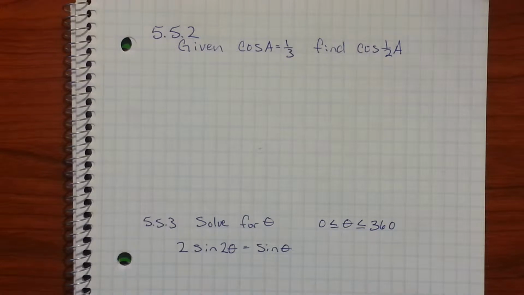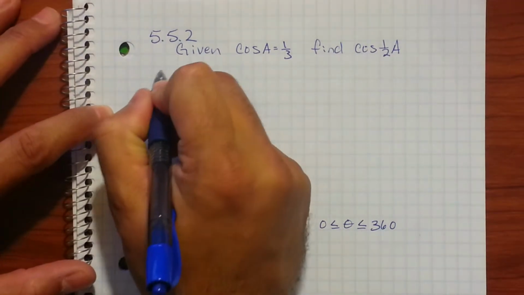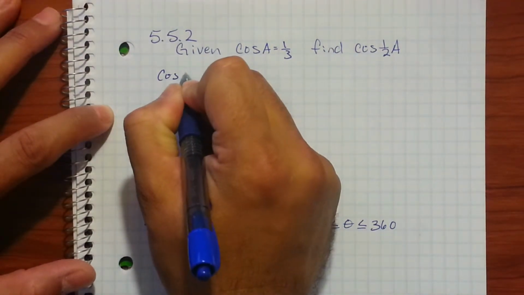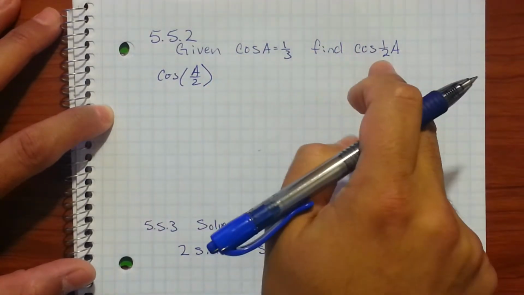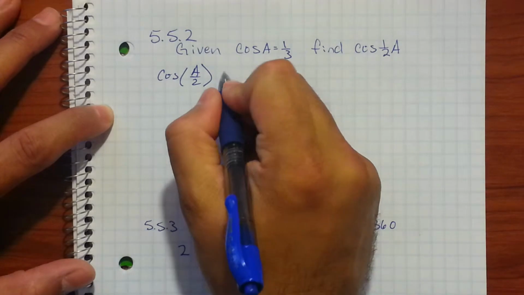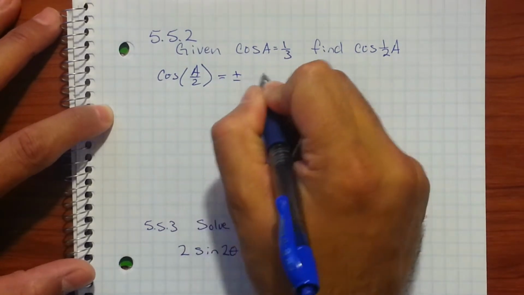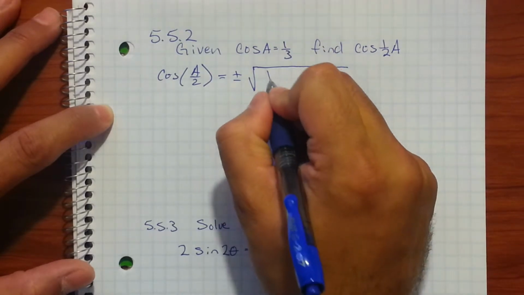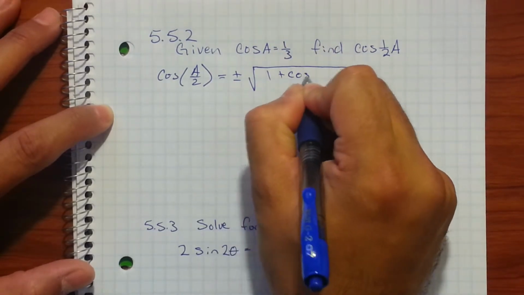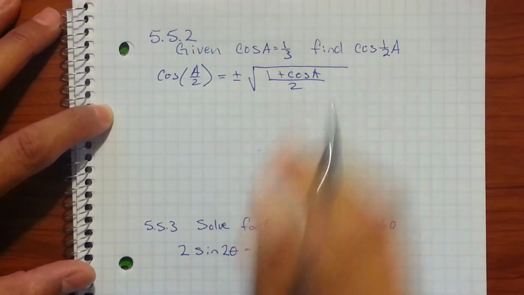Alright, 5.52, given that cosine A is equal to 1/3, we're going to find cosine of half A. So again, use that identity I just gave you. We're going to have cosine of A over 2, half A means the same thing, they just write it like that. Equal to plus or minus the square root of 1 plus cosine A over 2.